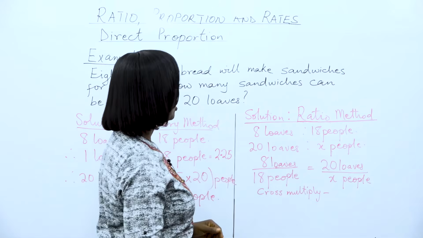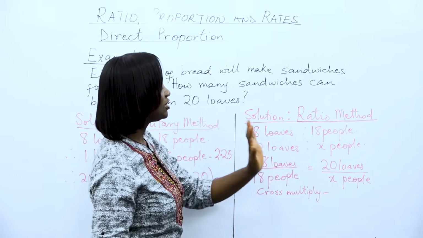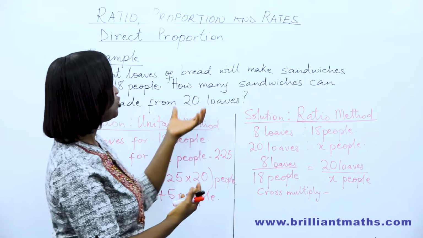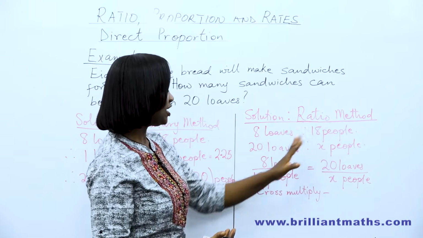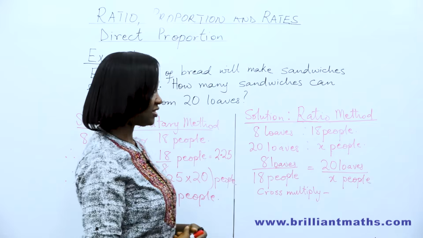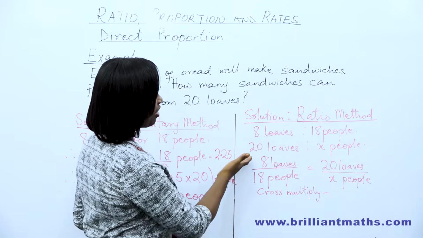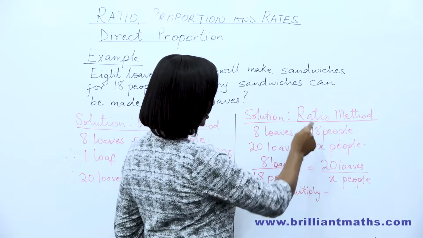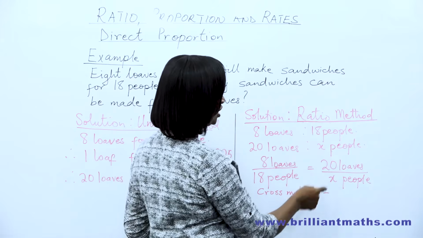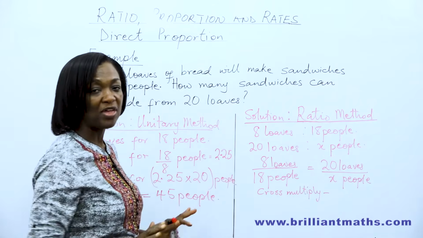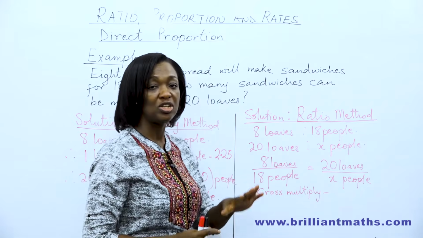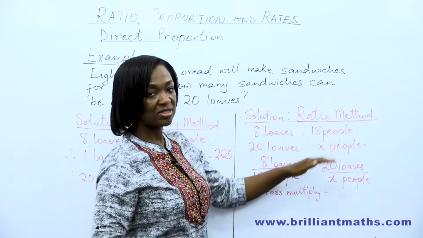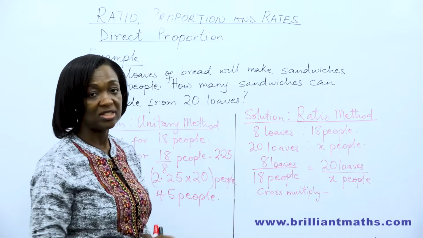Let's look at the ratio method. So we'll write out the ratios. 8 loaves to 18 people. Let the number of people that we can make for with 20 loaves be x. So 8 loaves to 18, 20 loaves to x. Then we write it out as a fraction. 8 over 18 would then be equal to 20 over x. You can put any of them on top as numerator or denominator. You just need to be consistent. You can also decide to put the people on top, but put the people on top for both sides. Once you are consistent, your answer will be correct.